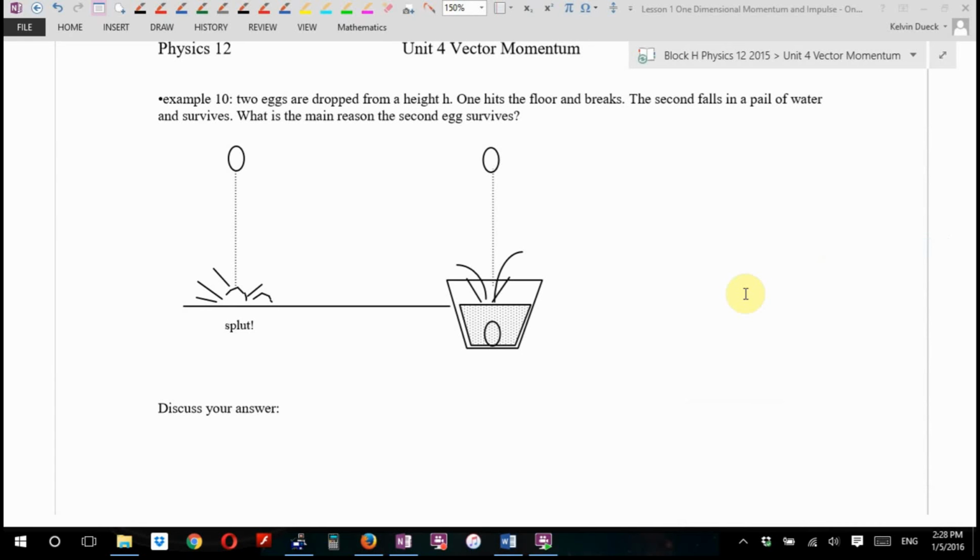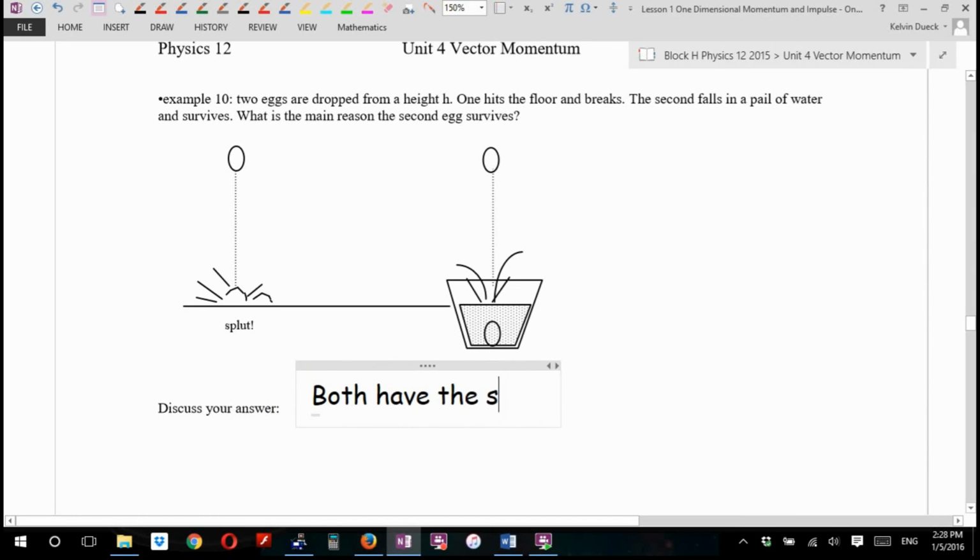Here's the same kind of question. 2 eggs are dropped from a height h. One egg hits the floor and breaks. The other egg lands in a pail of water and survives. What's the main reason the second egg survives? They have the same mass. Their initial velocity is the same, 0. Since they're being dropped from the same height, their final velocity is the same. So I am going to say they both go through the same change in momentum, the same impulse.